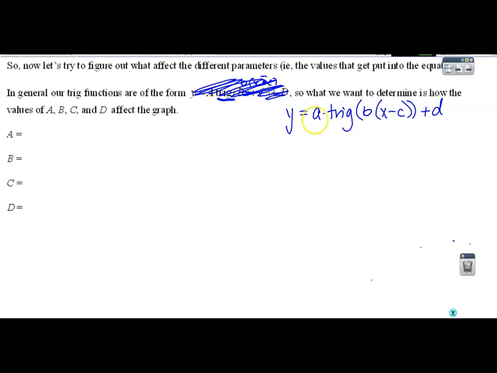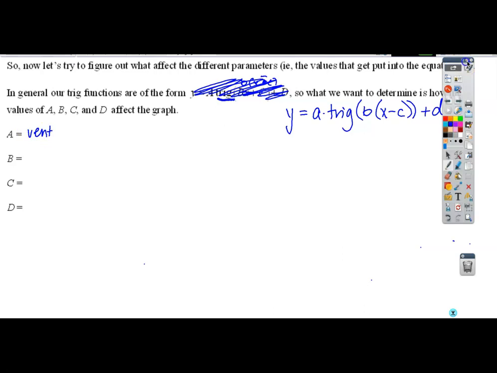So we already said this. We said a affected our function how? It was a vertical stretch or shrink. It changed amplitude. So a is the amplitude. Well, technically it's the absolute value because I don't care if it's negative. We'll talk about the negatives in a second. So the absolute value of a is the amplitude of your wave, or the height of your wave, right? You can also think of it as a vertical stretch or shrink.